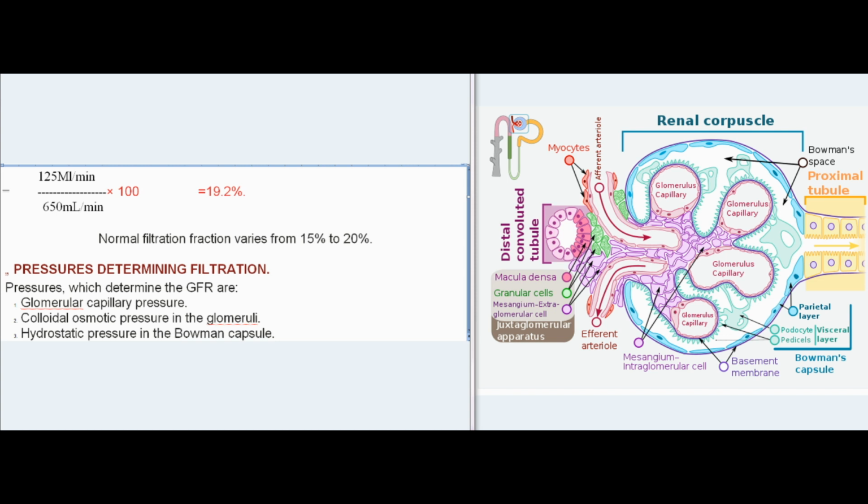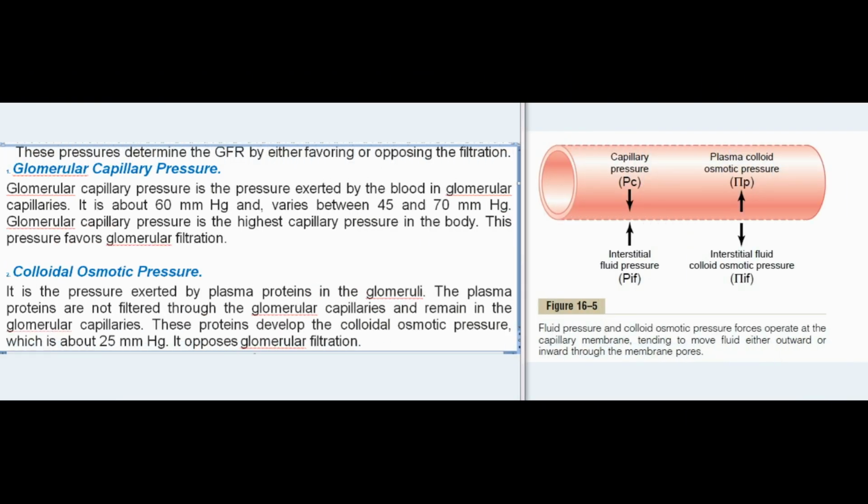Pressures determining filtration. Pressures, which determine the GFR are, glomerular capillary pressure, colloidal osmotic pressure in the glomeruli, hydrostatic pressure in the Bowman capsule. These pressures determine the GFR by either favoring or opposing the filtration. Glomerular capillary pressure. Glomerular capillary pressure is the pressure exerted by the blood in glomerular capillaries. It is about 60 mm Hg and varies between 45 and 70 mm Hg. Glomerular capillary pressure is the highest capillary pressure in the body. This pressure favors glomerular filtration.